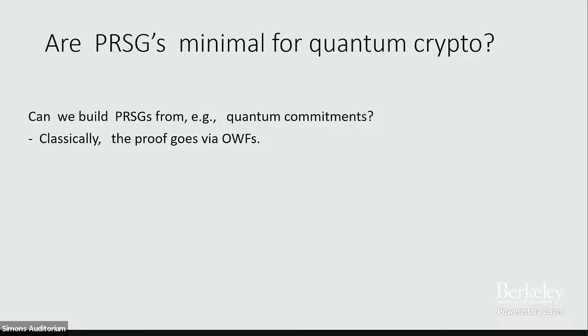And so we go the other way, right? Now we have a quantum commitment, and you want to build a PRSG like we do in classical crypto. So how do you do it classically? You have a commitment scheme and you want to build a PRG. What do you do, Yael?